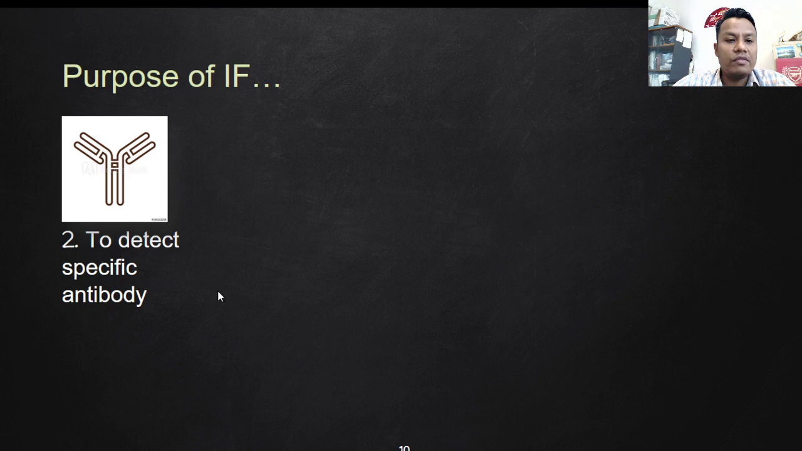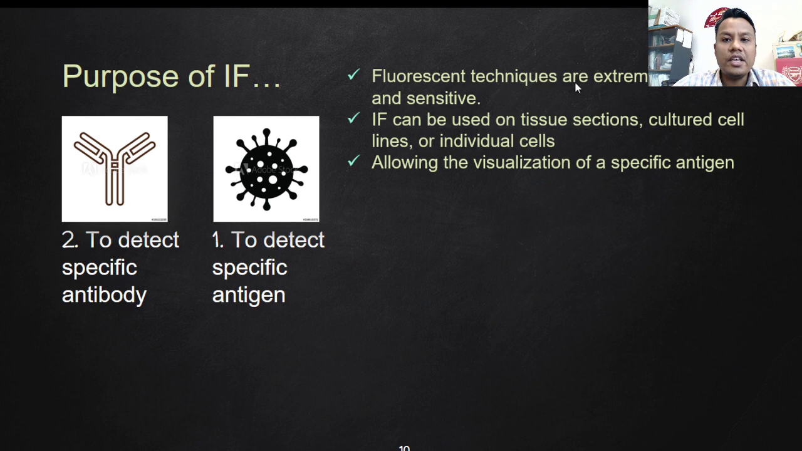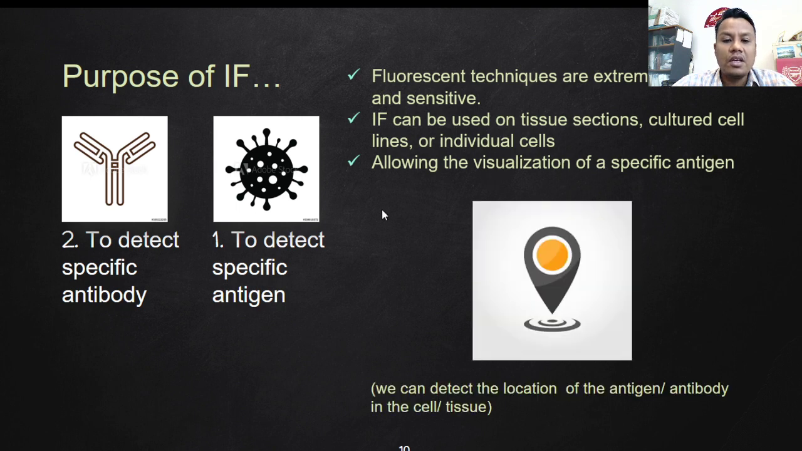The purpose of IF is to detect antibody and antigen. Fluorescence techniques are extremely specific and sensitive, so they are very good, even compared to ELISA or EIA. IF can be used on tissue section, cultured cell lines, or individual cells, allowing the visualization of a specific antigen. And the best feature of IF is that we can detect the location of the antigen or antibody in the cell or tissue.